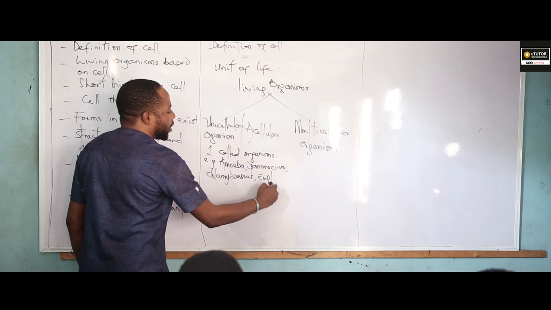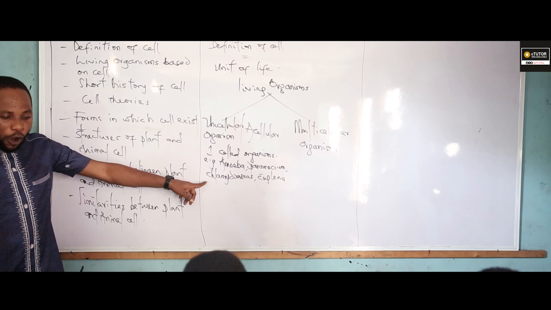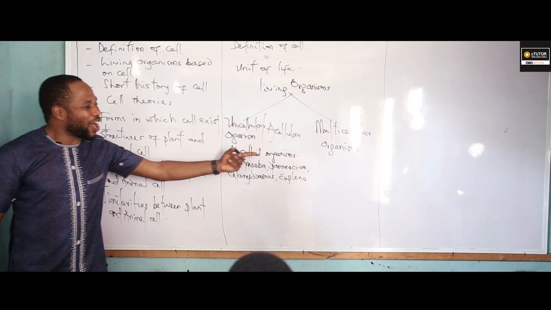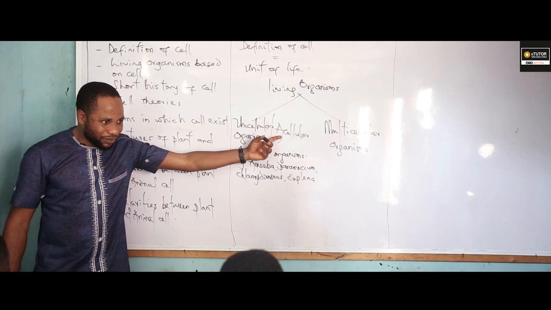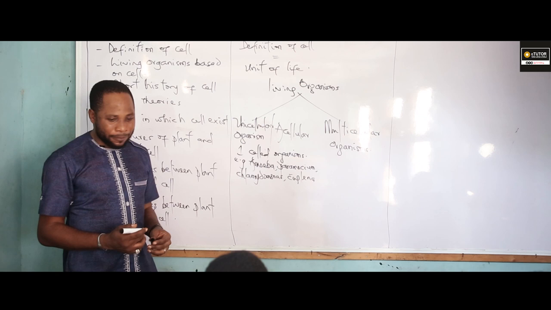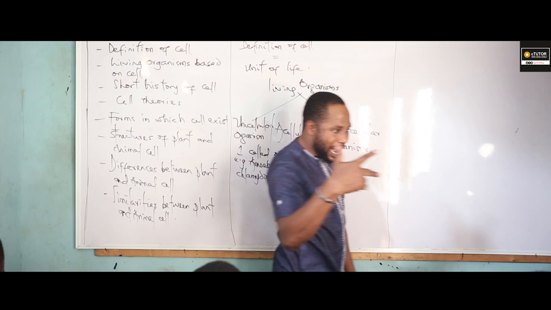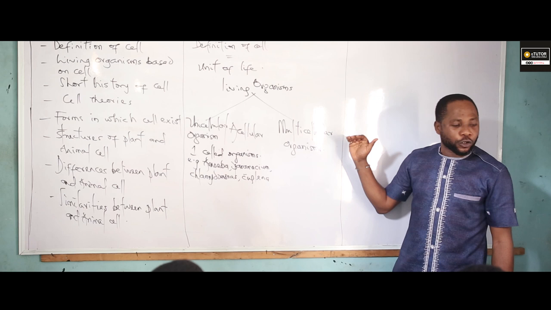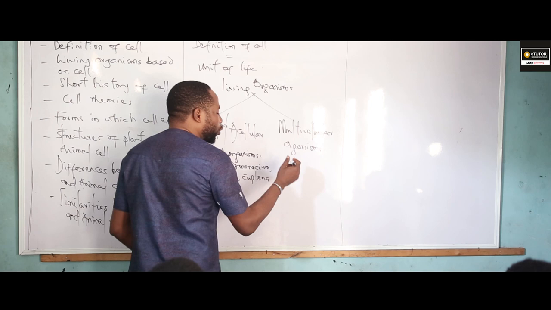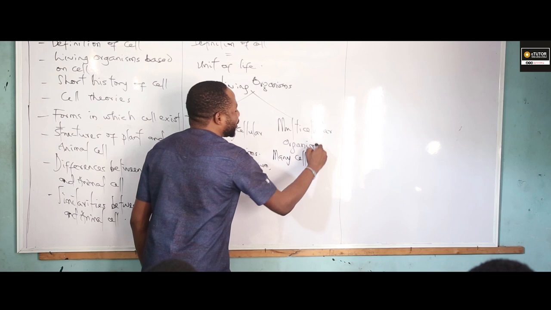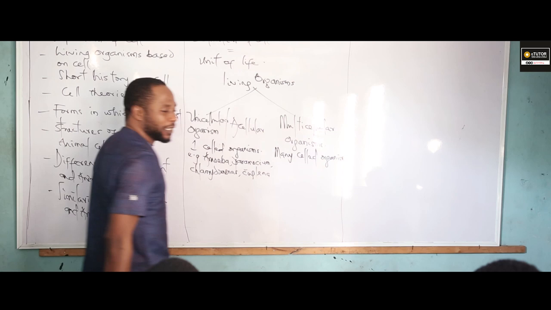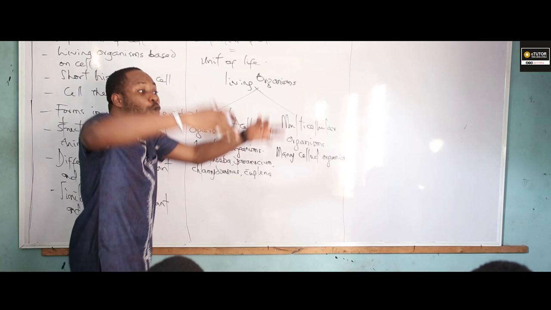All these are examples of organisms that are made up of only one cell. We call them one-celled organisms, unicellular or acellular. Are you getting me now? And the second one is the opposite of unicellular. Multi means many. Any organism that is composed of more than two cells is referred to as a multicellular organism. We also call them many-celled organisms, and they can range from simple multicellular organisms to complex multicellular organisms.